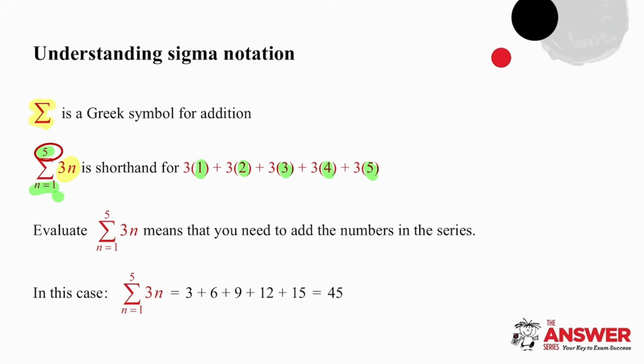All right, once you've substituted, what do you do next? You simply work out all of those values in their simplest form, and you add them together, and the sum of all of those terms is 45.